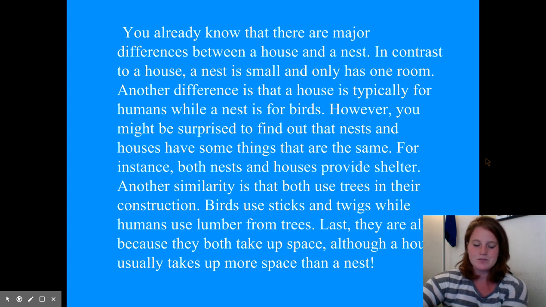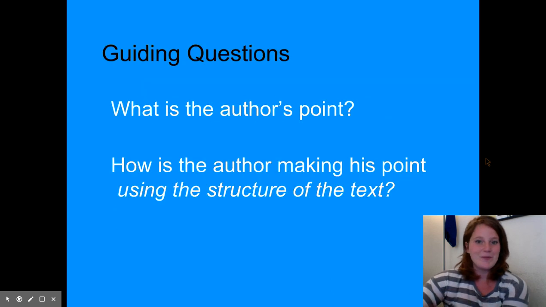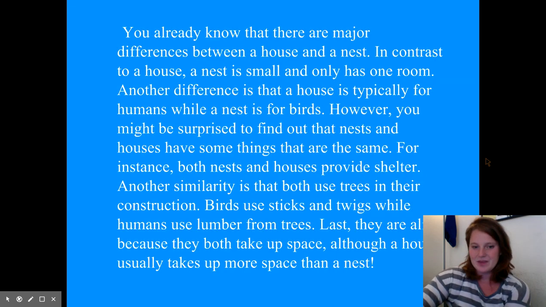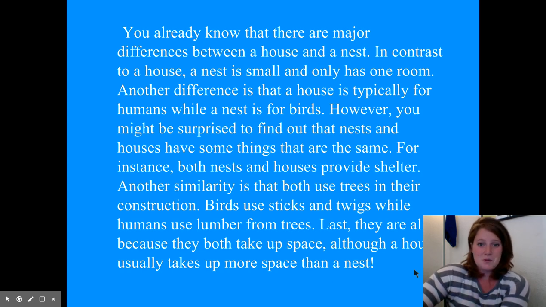After reading this passage, again, our first question was, what is the author's point? Knowing that the main idea here is going to be something about a house and a nest, I'm really going to focus on, okay, so we have a lot of information about nests. We have a lot of information about houses. I'm inferring that the author's purpose here, what he really wants me to understand, is he just wants me to know more about houses and nests.